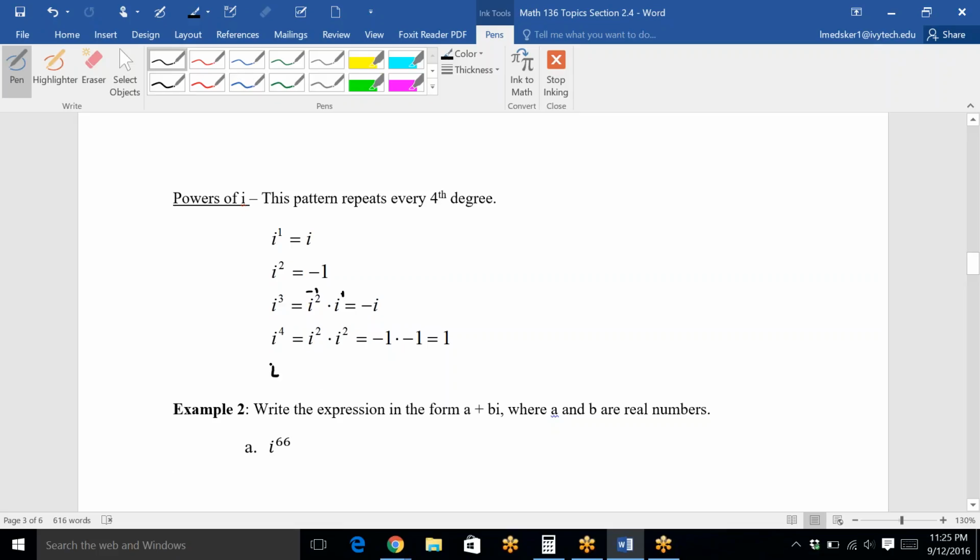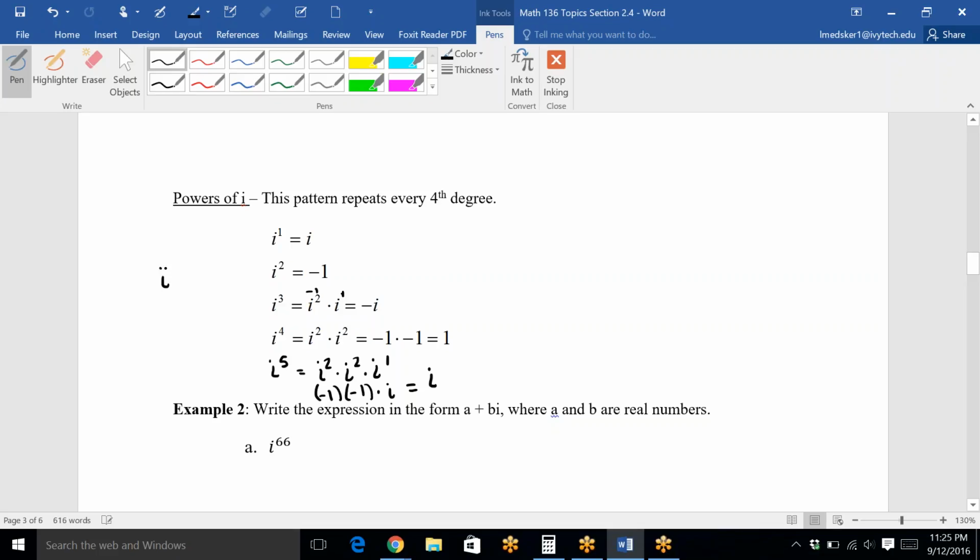To show you what we mean by the pattern repeats, watch i to the fifth. That's an i squared times another i squared times an i to the first. We're using these two since they are facts. So i squared is negative 1, i squared is negative 1, i to the first is i. Negative 1 times negative 1 is 1, times i would just be i.